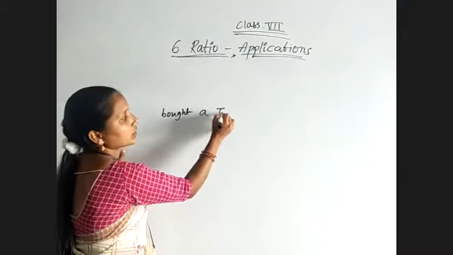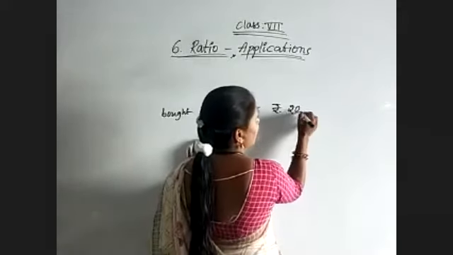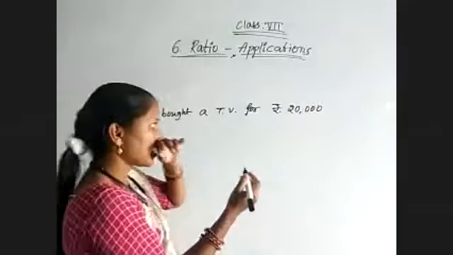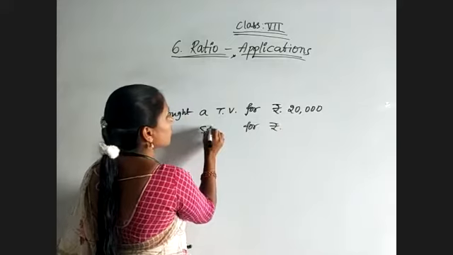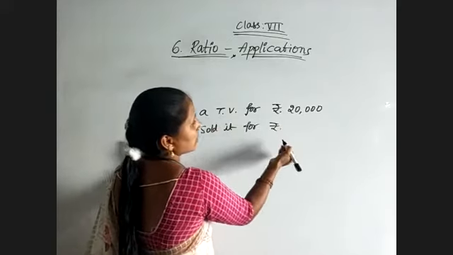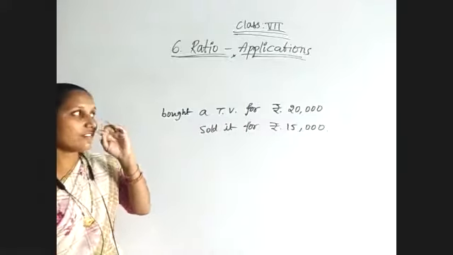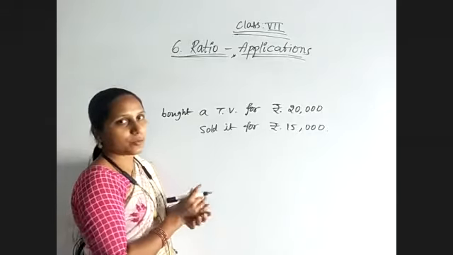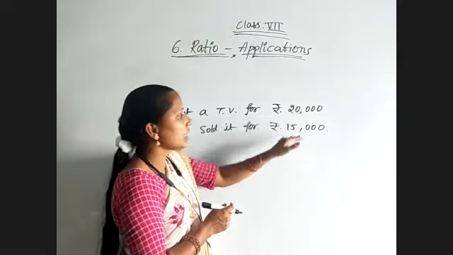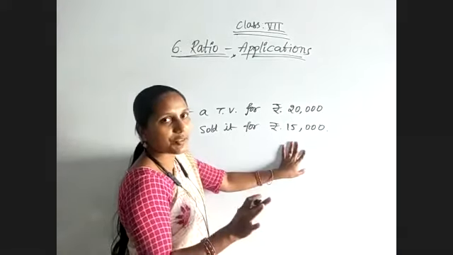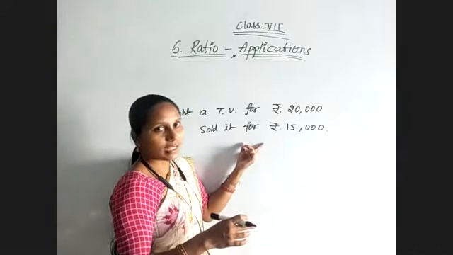Bought a TV for, for suppose, 20,000 rupees, and he sold it for 15,000 rupees. Like this given. Then whether he is getting profit or loss, we must see for how much amount he bought 20,000 rupees, but he is selling for only 15,000 rupees. He is selling for less amount, not more, yes or no?